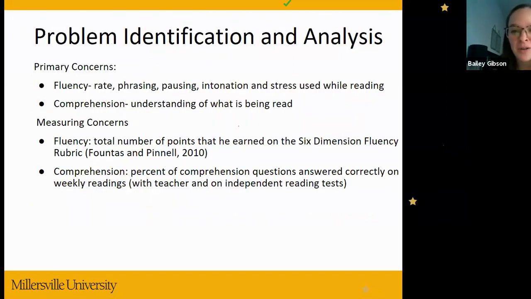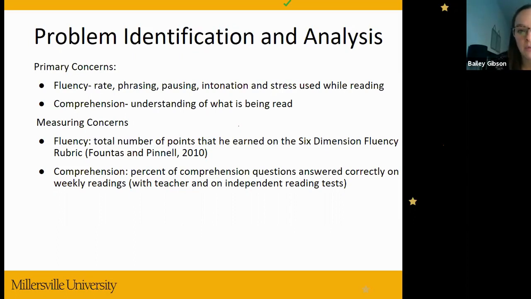Oh, yeah. Okay. So from there, we figured, after we talked about it, that fluency and comprehension were both a problem for Sam. So we came up with ways to measure these as we went along with the interventions. For fluency, we found the 6-dimension fluency rubric from Fontes and Bunnell, and we just calculate the total number of points that he earned. I'll show you that on the next slide.